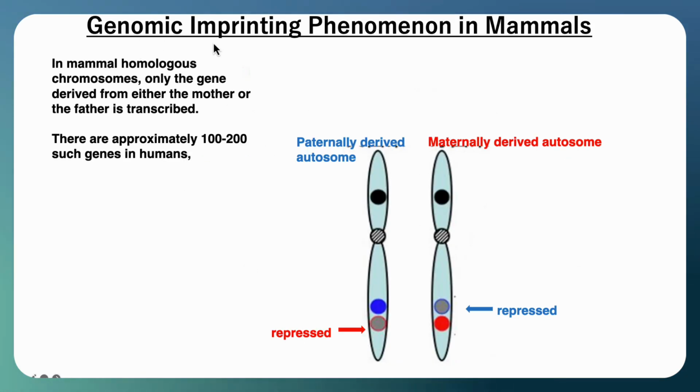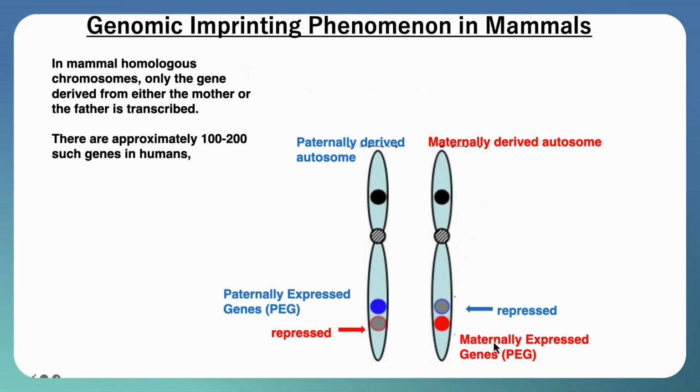Genomic imprinting blocking parthenogenesis. The phenomenon where only one parental allele is transcribed on homologous chromosomes is called genomic imprinting. Genes transcribed only from the paternal genome are called paternally expressed genes, PEG, while those transcribed only from the maternal genome are called maternally expressed genes, MEG.